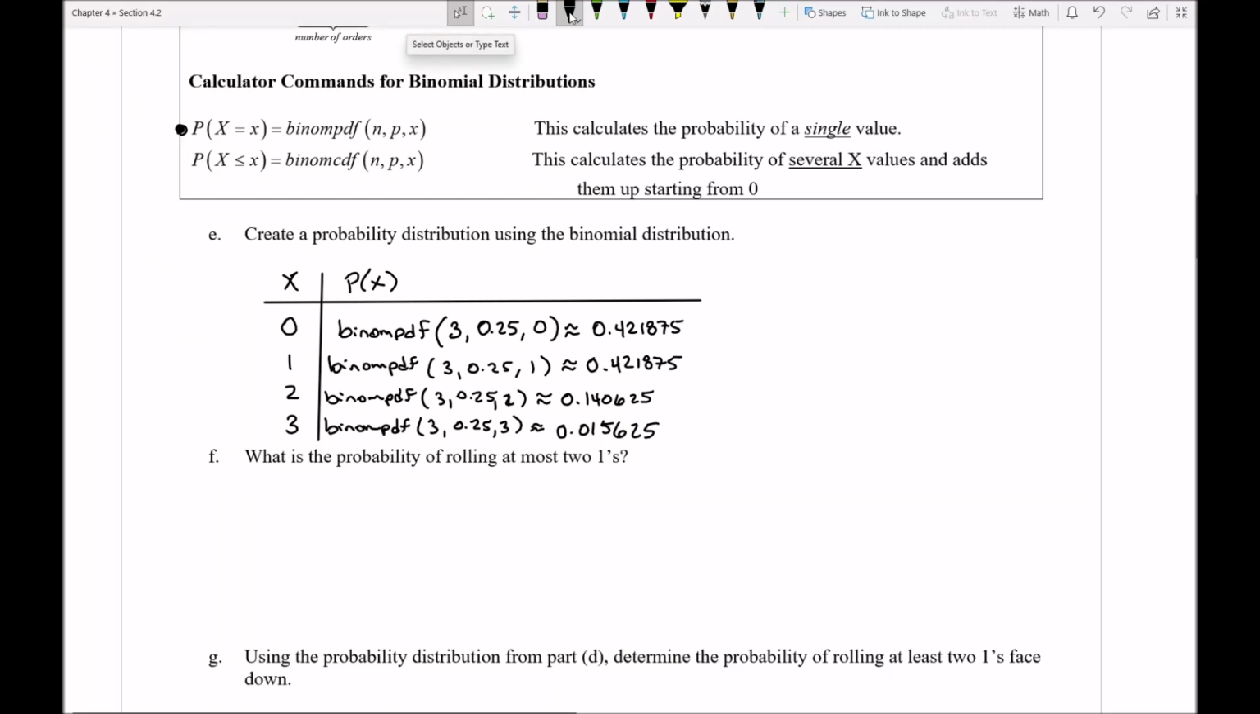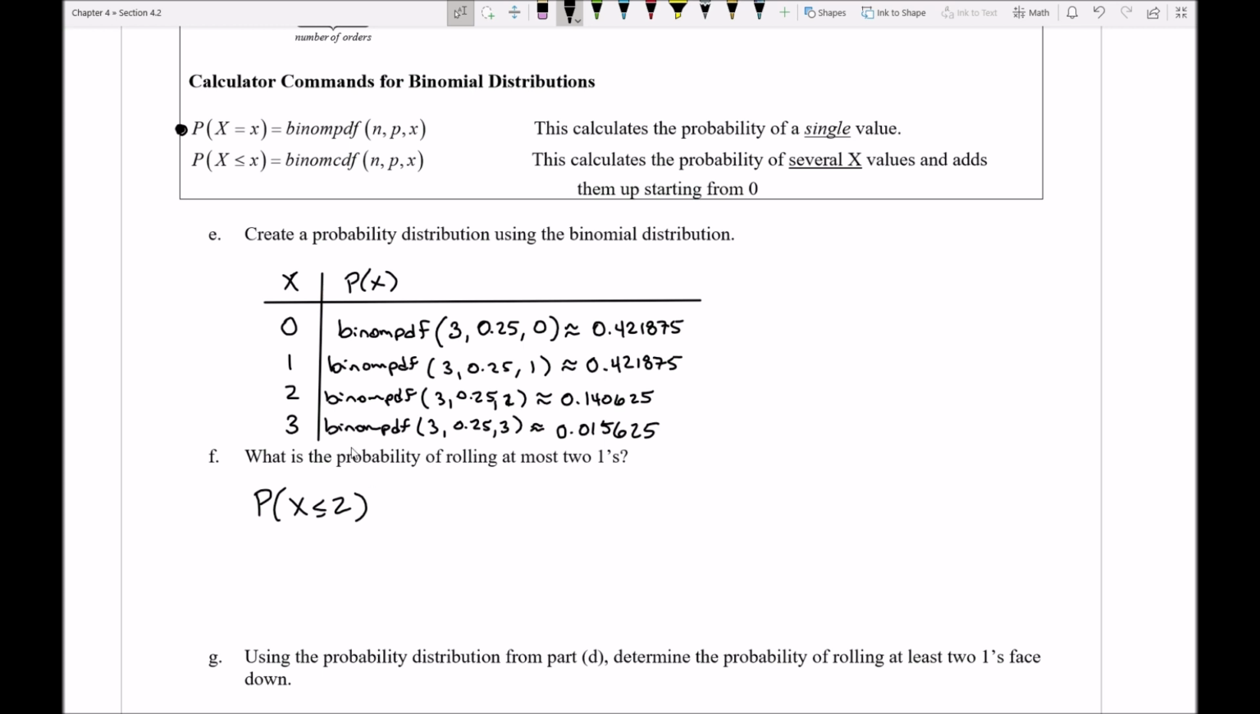So let's take a look now at part F. What is the probability of rolling at most two ones? I want to start by writing out my probability notation. I want the probability of x, the number of times I roll a 1, to be at most 2. So I want to roll a 1 two times or maybe fewer. Now there's a couple different ways again that I could think about trying to tackle this question.